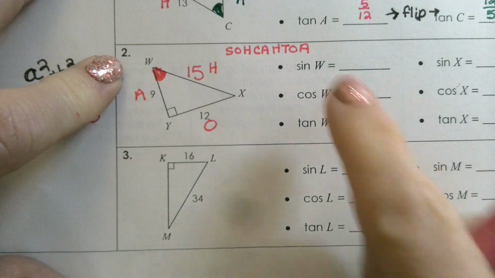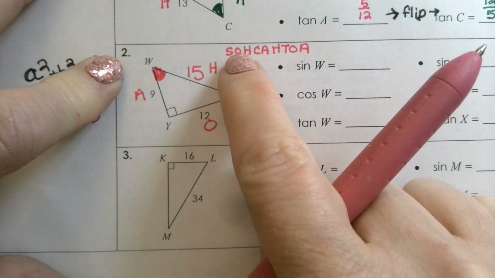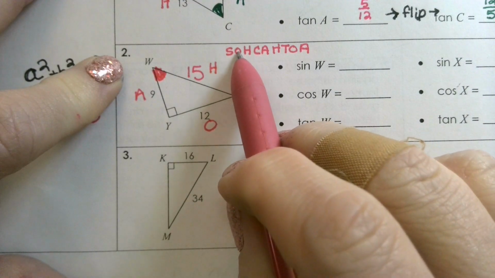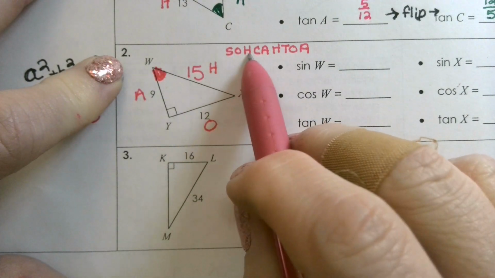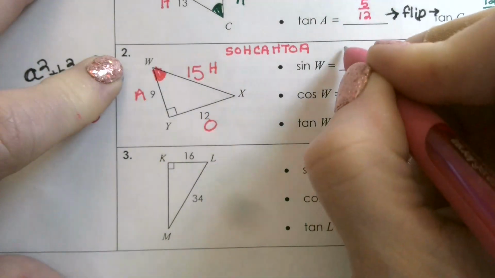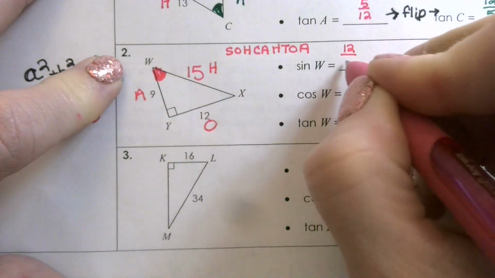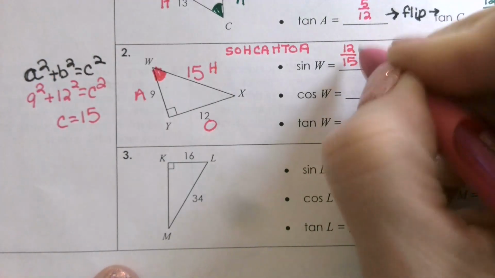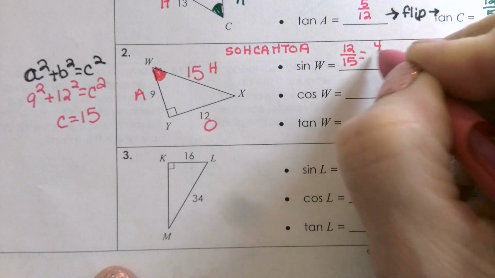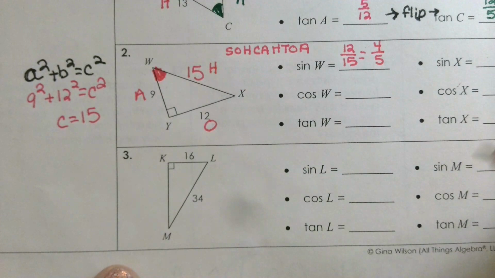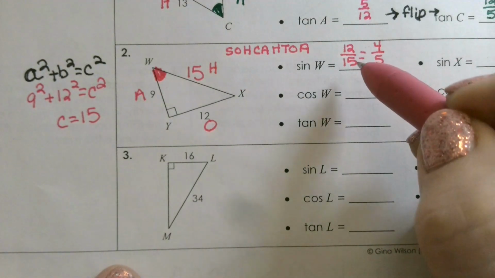Okay, so sine is opposite over hypotenuse. This tells you what you're doing. So opposite over hypotenuse is 12 over 15. Does that reduce? Yes. 3 goes into 12 4 times. 3 goes into 15 5 times. You can put that in your calculator and hit the ABC key and hit enter and it will reduce it for you. Yes, you have to reduce.